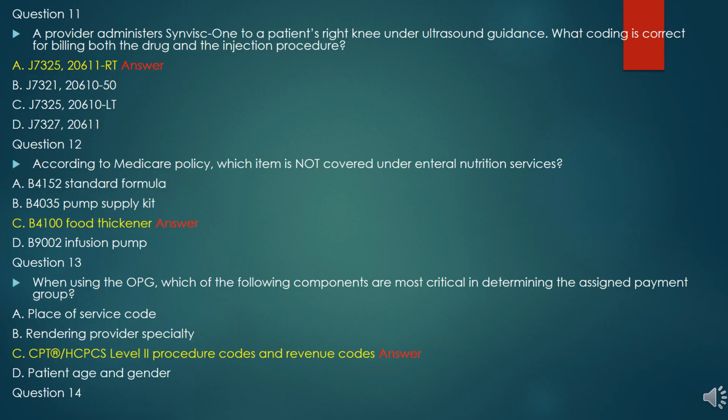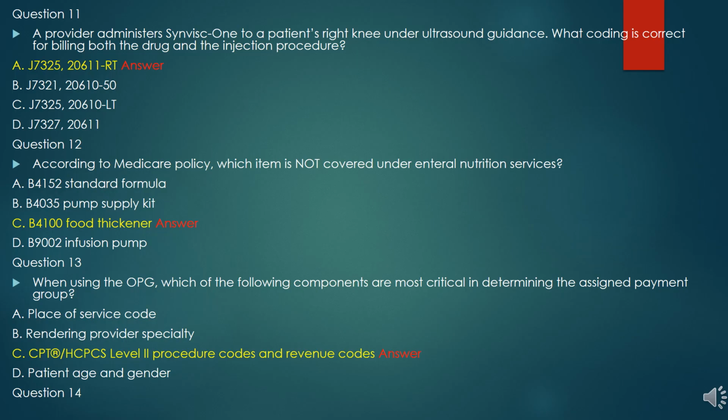Question 12. According to Medicare policy, which item is NOT covered under enteral nutrition services? A. B4152 standard formula. B. B4035 pump supply kit. C. B4100 food thickener. D. B9002 infusion pump.